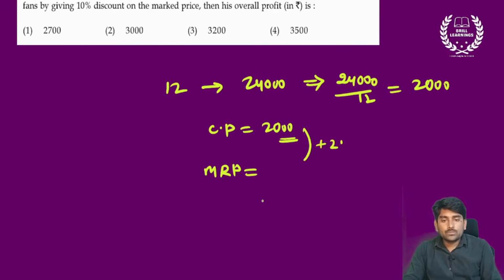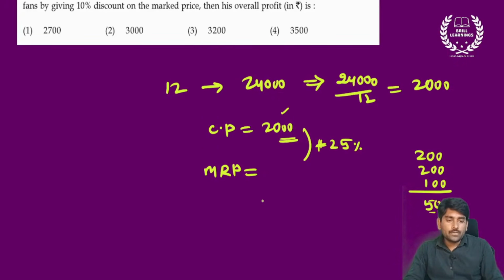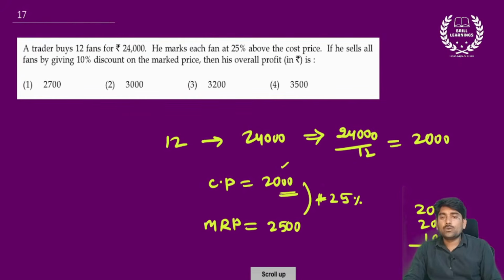If I raise 25% on the cost price, what is the 10% of this 2,000? 200 is the 10%. Again 10%, 5% means 100. If I raise 500, then that will become my market price. 2,500 is my market price. Now, if he sells all fans by giving 10% discount on the market price, then his overall profit. They are asking about profit, not profit percentage.